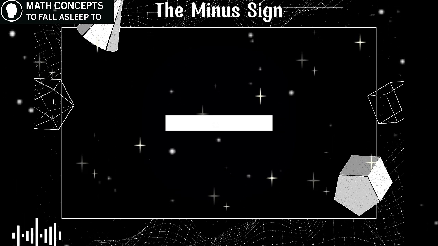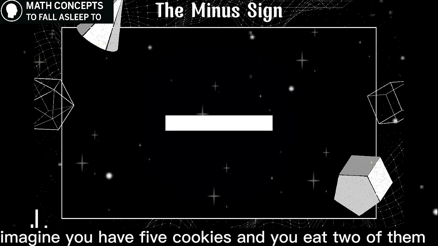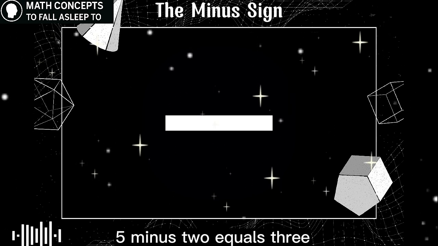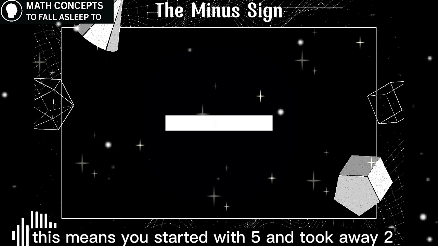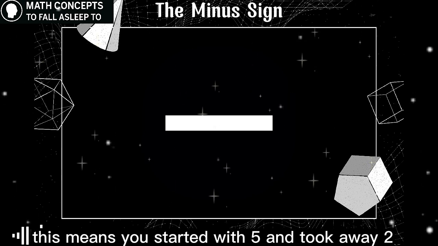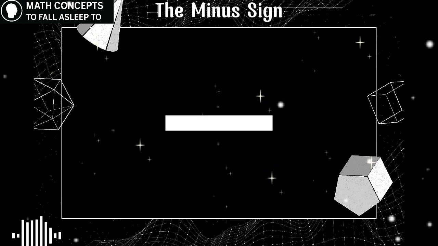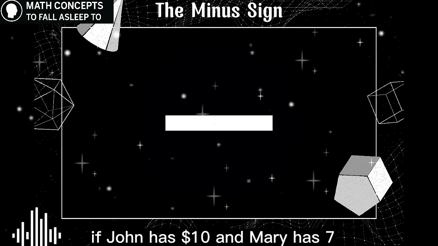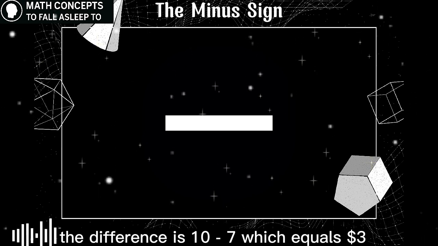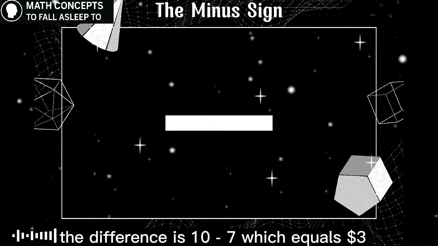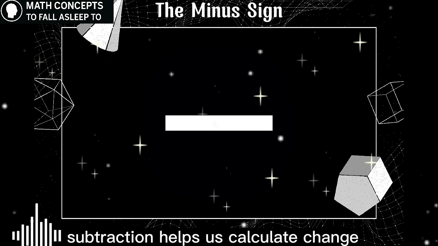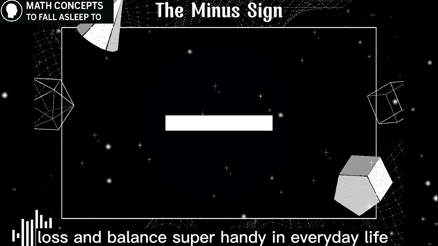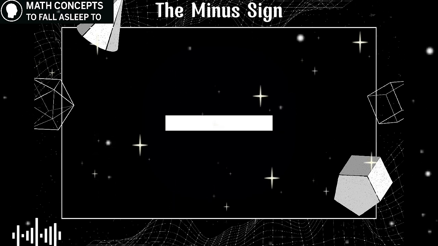Practical example. Imagine you have 5 cookies, and you eat 2 of them. How many are left? 5 minus 2 equals 3. This means you started with 5 and took away 2, so you now have 3 cookies left. You can also think of it as comparing amounts. If John has $10 and Mary has $7, the difference is 10 minus 7, which equals $3. Subtraction helps us calculate change, loss, and balance, super handy in everyday life and critical in problem solving.